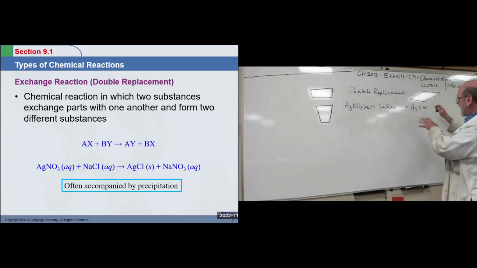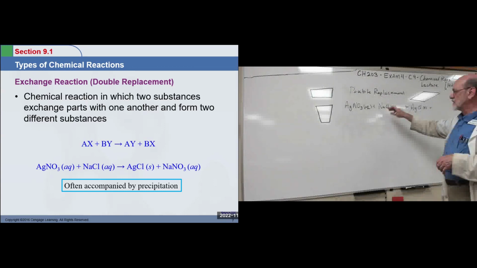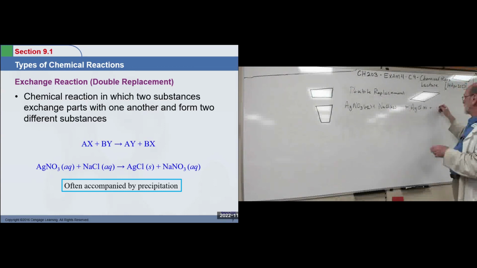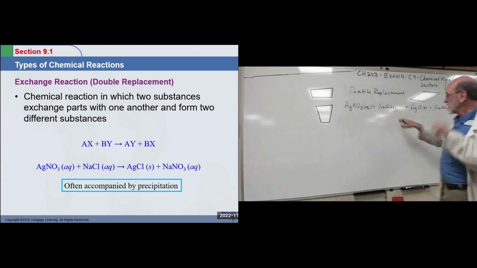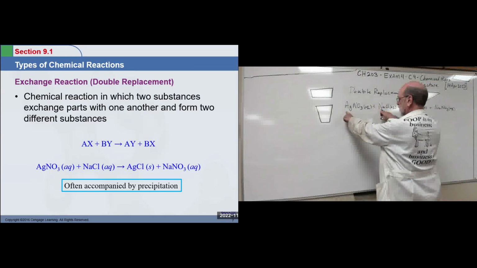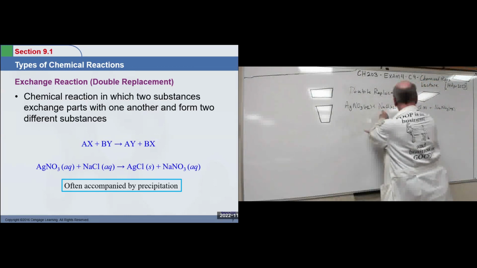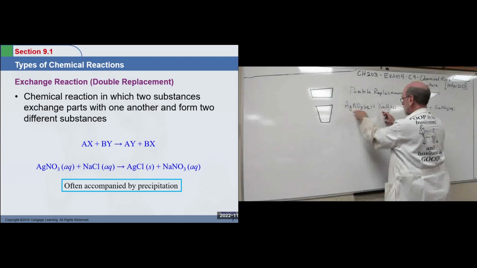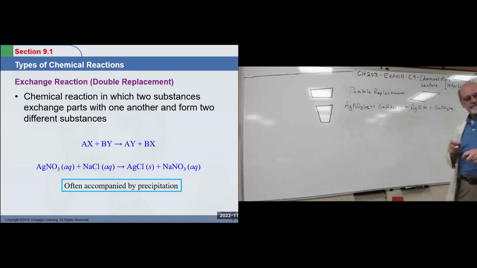Anyway, that, and then plus sodium nitrate in aqueous solution. This is a double replacement. Sodium changes places with silver, and that gives you sodium nitrate and silver chloride. Double replacement.